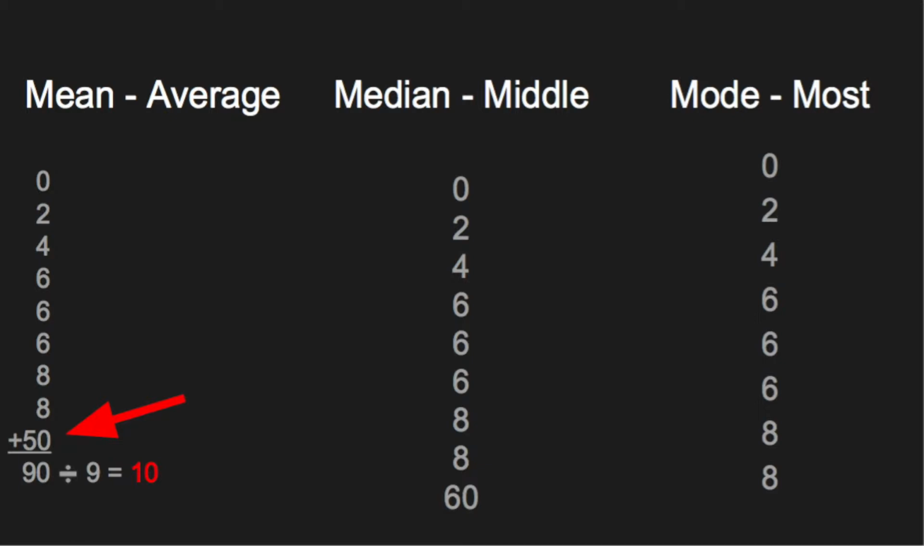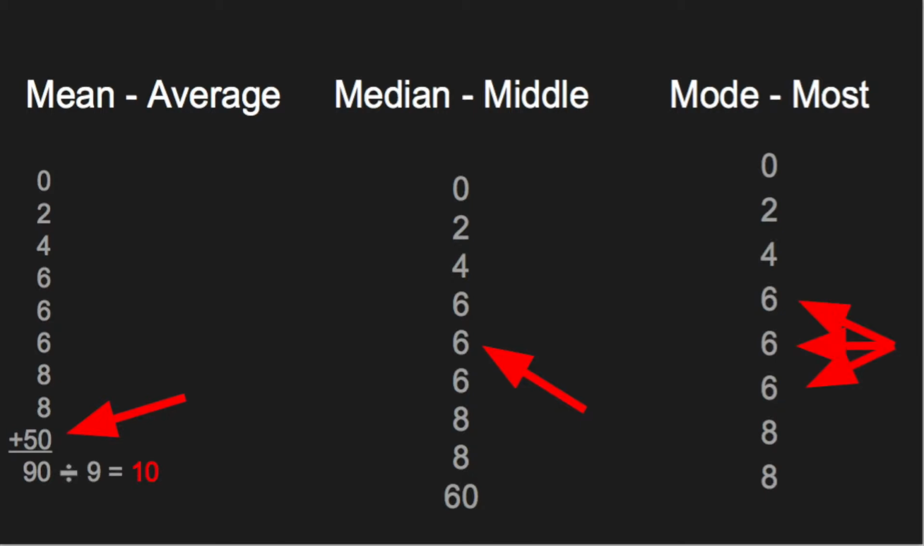The median is the middle of all elements when they're put in numerical order. If there is an outlier, this still shows the basic middle of the data set. Lastly, the mode is the most common element in the data set.